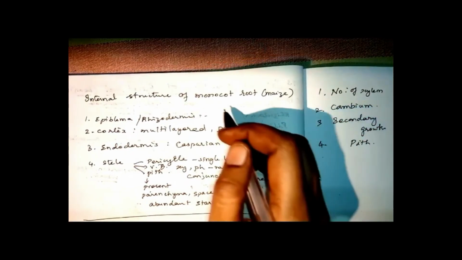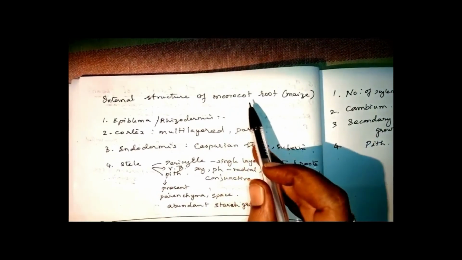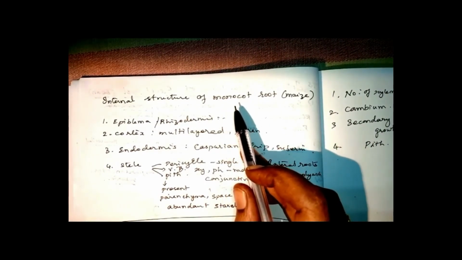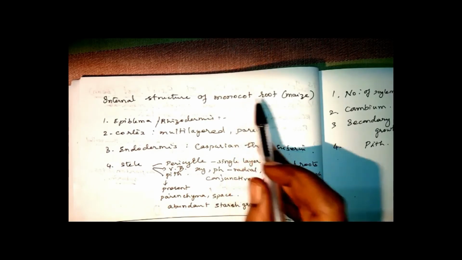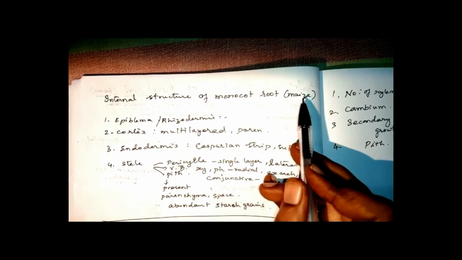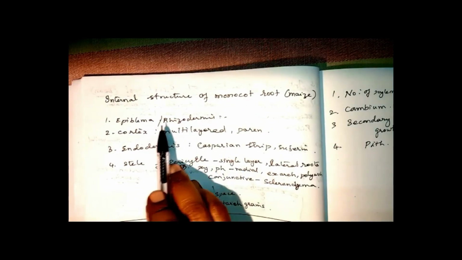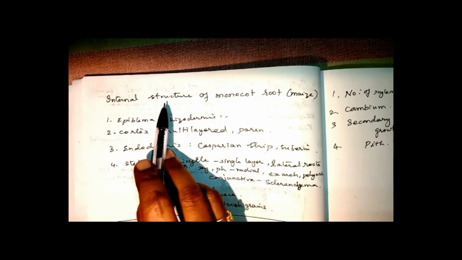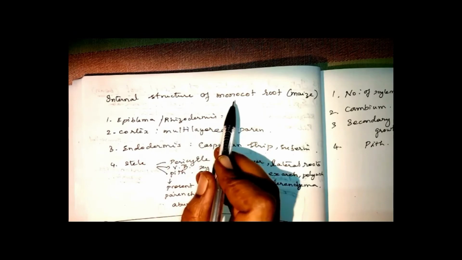If you are thorough with the internal structure of dicot root, it is very easy to learn the internal structure of monocot root. Monocot root example, maize. Maize plant root cross section we are going to learn. Shall we recall the notes for internal structure of dicot root? That becomes the answer for monocot root.